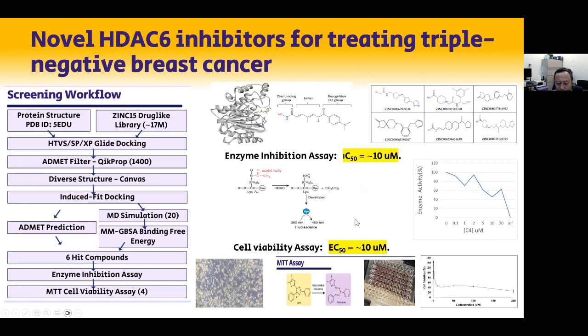And then we did the cell viability assay, using a triple negative breast cancer cell line. And we also got an effective concentration at 50% of 10 micromolar. This beats the number reported in the literature. So this is still an ongoing project, and we plan to move this compound to the animal model.